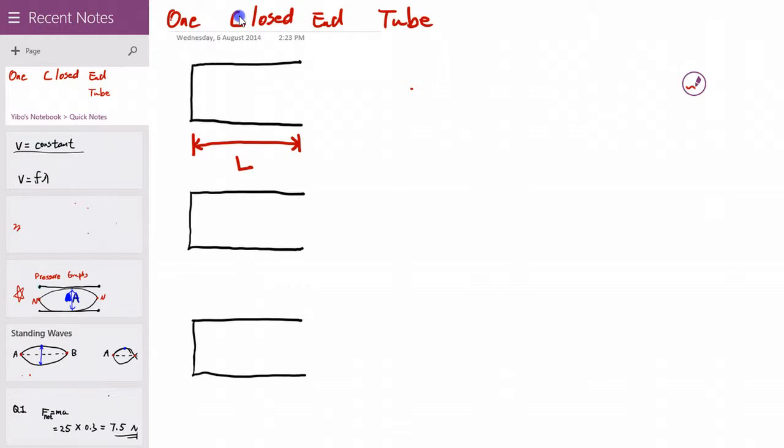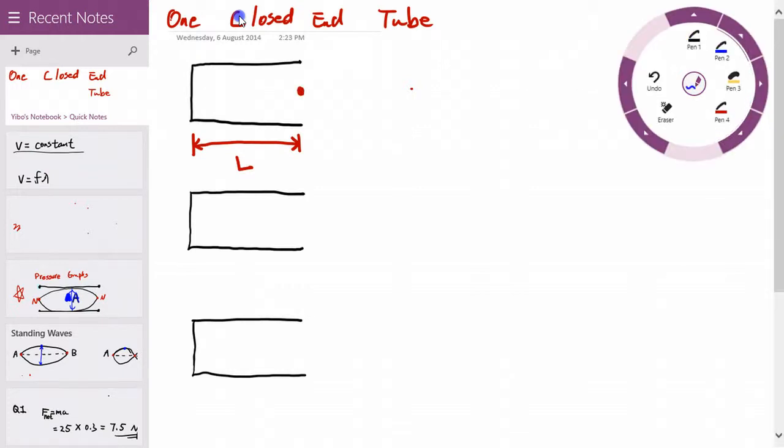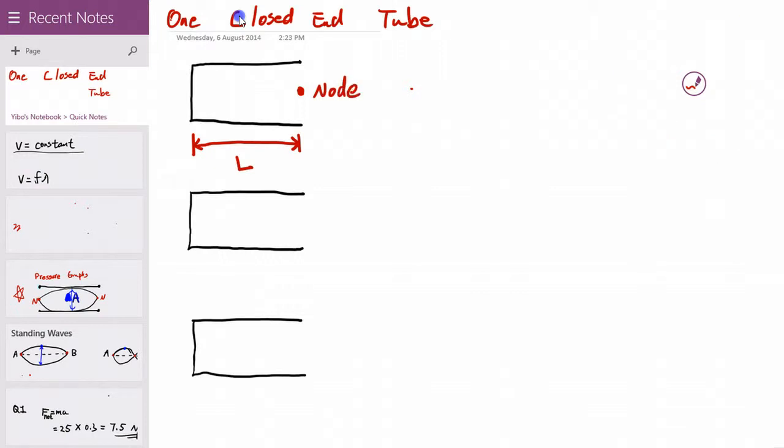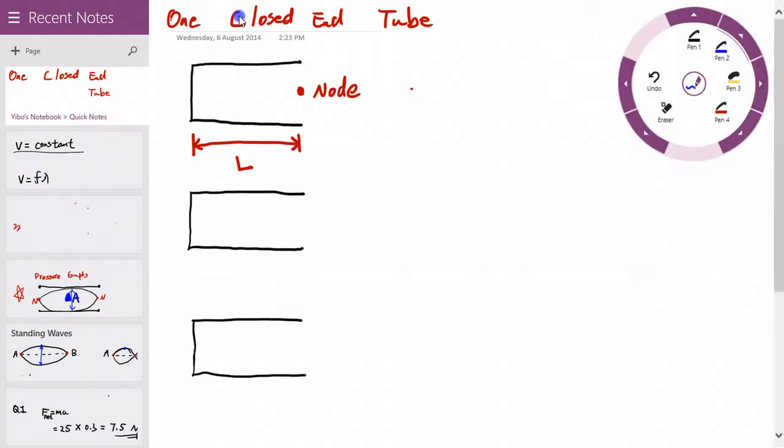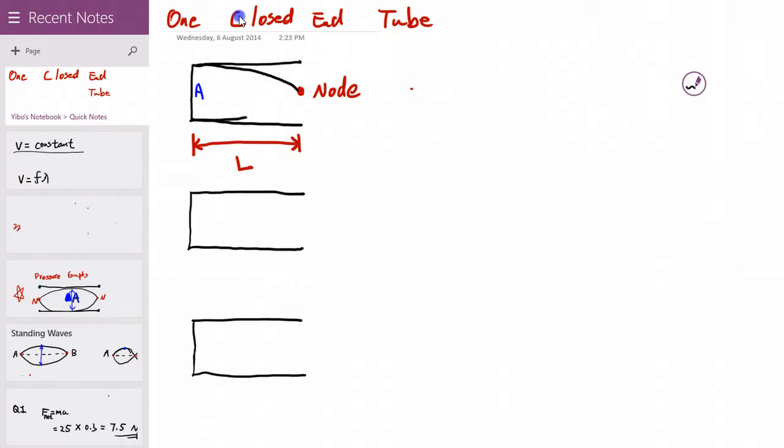For this, just remember at the closed end we have the node. Sorry, my mistake, at the closed end we have the node, and at the open end we have the antinode here. If I sketch it, it will be something like this. And this is basically the first harmonic. We also call it the fundamental frequency.